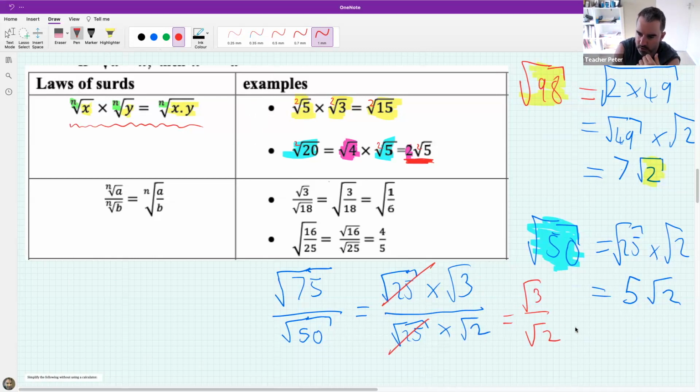And if I really wanted to combine these into one surd, I could actually just do this as well. But that's using the second law. We don't have to do that. That's making it unnecessarily complicated. But you can do that.